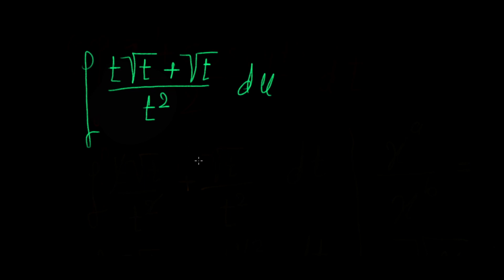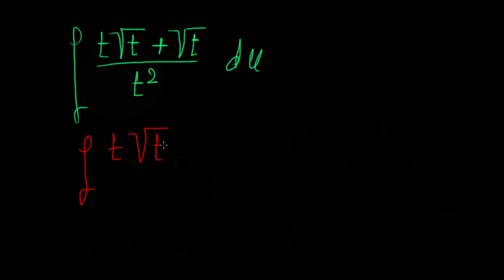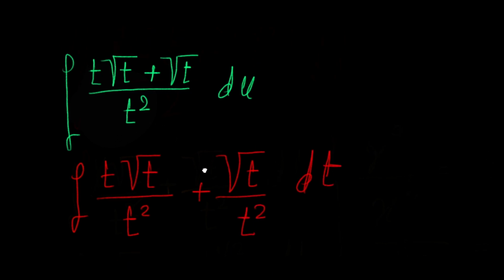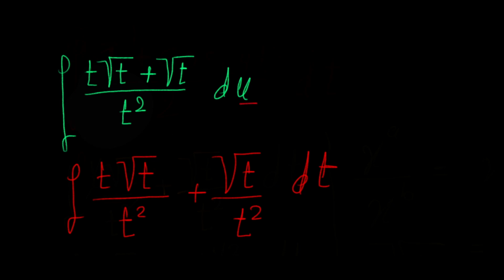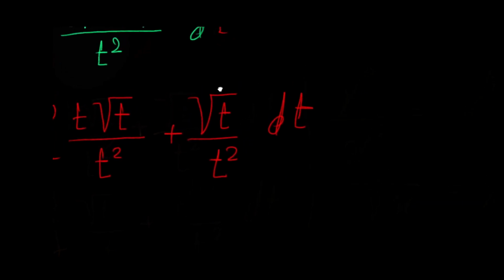As you can see, we have this integral. We can first start with separating the fraction. So we will have t times square root of t squared plus square root of t over t squared dt. Oh, sorry, I forgot to change this one to dt. Alright, so before we start, we have to review some properties, just in case some of you have forgotten.